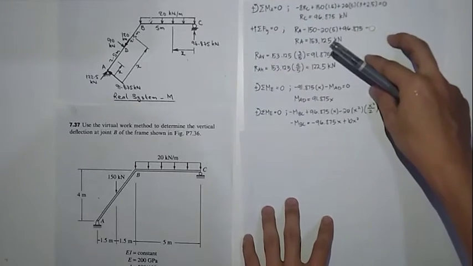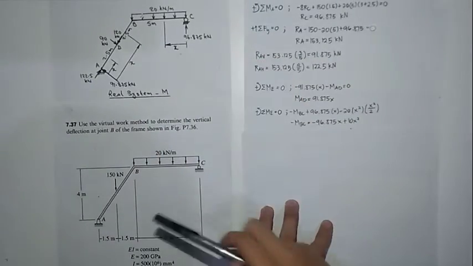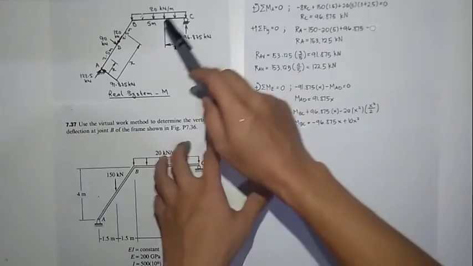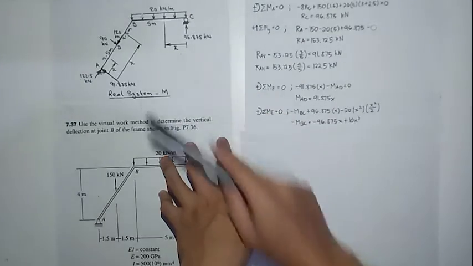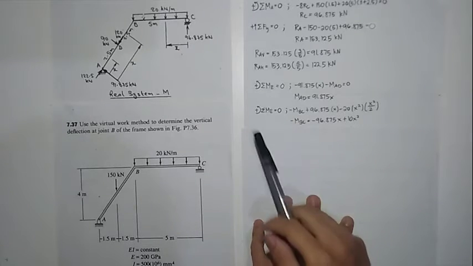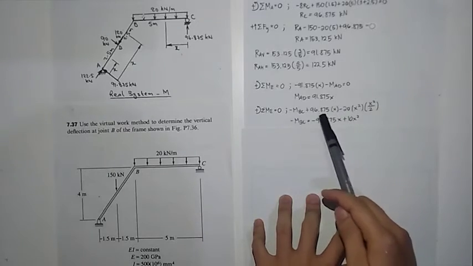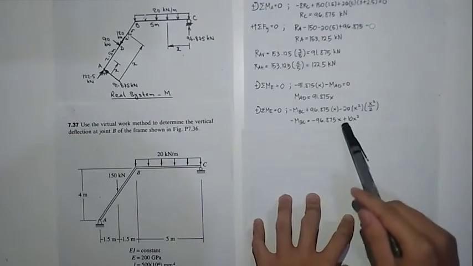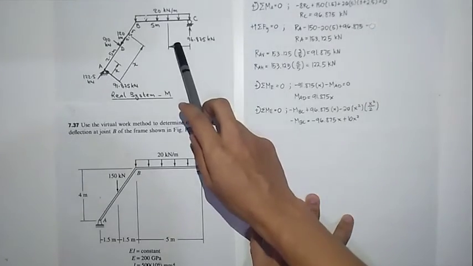Ang susunod po natin hahanapin ay ang member BC. Ito po, BC. Mag-moment tayo at E. Dito banda po tayo nag-cut, kaya ito yung x. So, from C, next is negative MBC, negative po kasi clockwise, plus 96.875 kasi naka-counterclockwise, times its moment arm of x, minus 20 times x, ito po 20 times x squared po siya kasi po sa gitna siya.